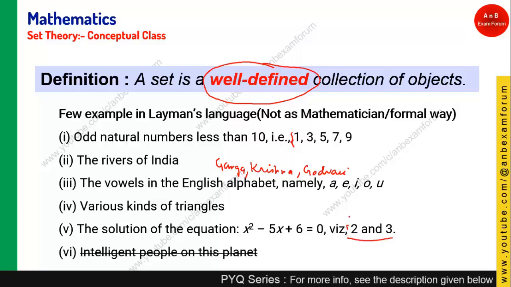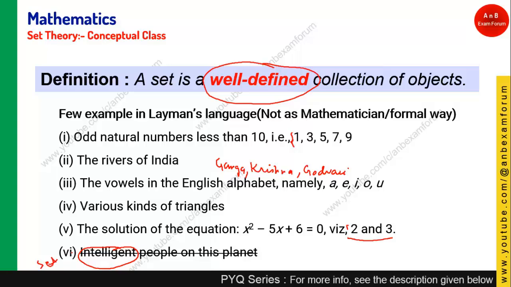This is not a set. Why is it not a set? Intelligent people on this planet. First thing, there is no clear cut definition of intelligence. Which person is intelligent? It is not a specific one. It is variable. It can vary from one person to another. So you cannot define it in a well defined manner. So this is basically not a set. This is the basic definition of a set.